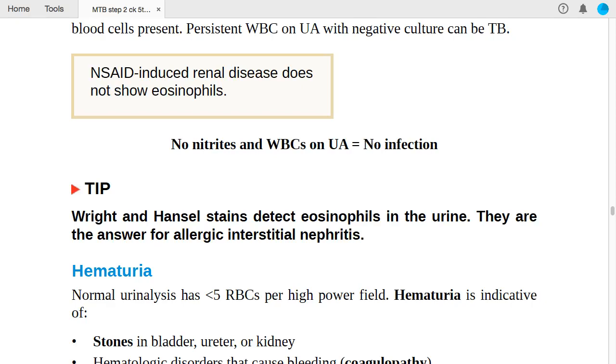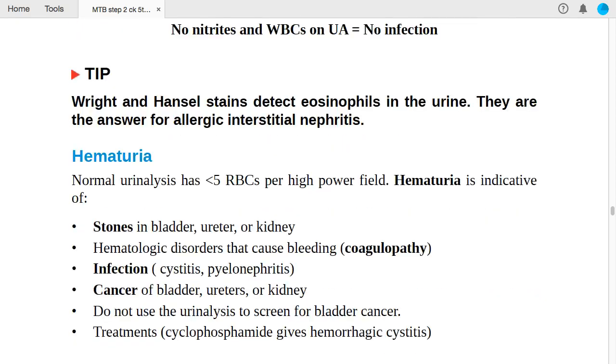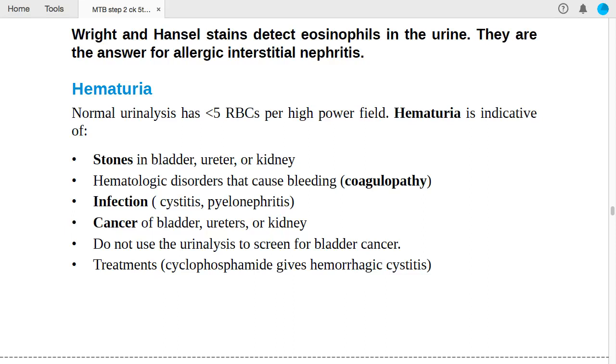Now we're coming towards hematuria. In a normal urinalysis there are less than 5 RBCs per high power field. Hematuria is indicative of, when we see more than 5 RBCs in urine, stones in the bladder, ureter or kidney. If there are stones in the bladder, ureter or kidney, it means the patient might be presenting with more than 5 RBCs in his urine. Hematology disorders that cause bleeding, so if there is any hematological disorder, that is coagulopathy, we can say yes, this is hematuria.